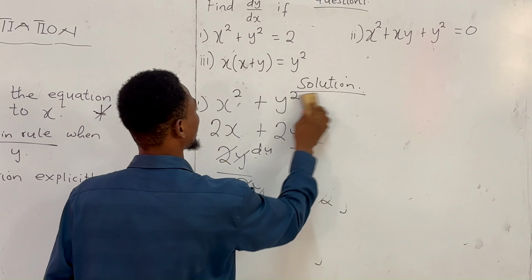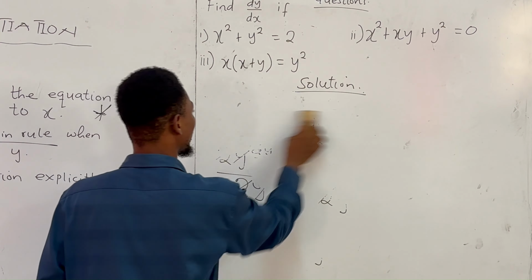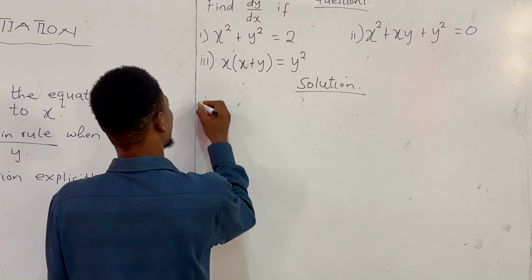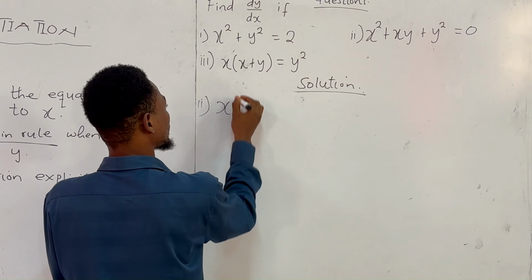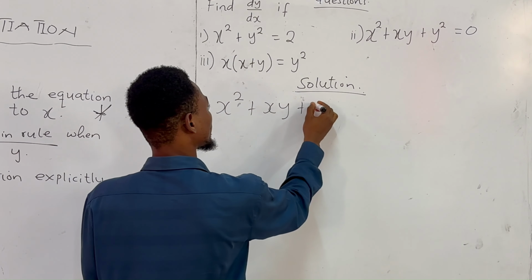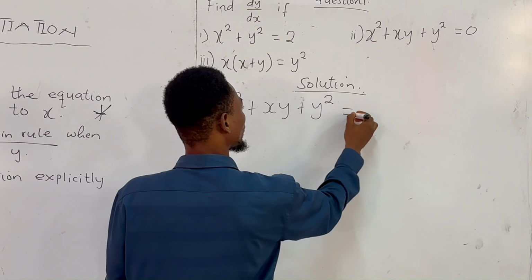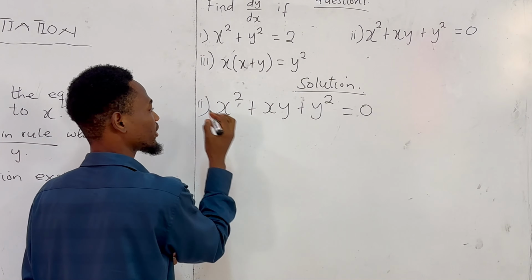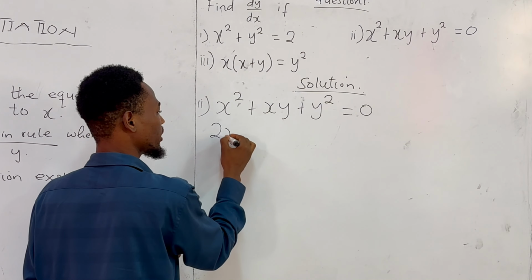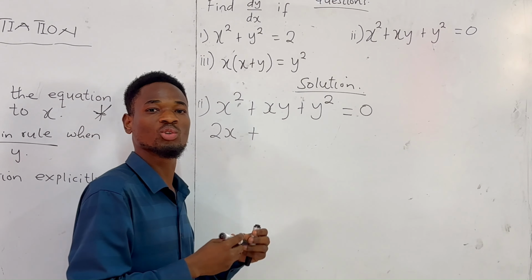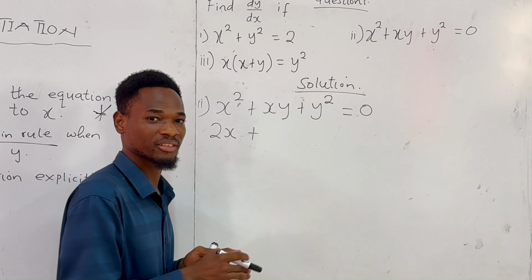So the second question is, find dy/dx if x squared plus xy plus y squared is equal to 0. When I differentiate x squared, we have 2x. Then plus, we are going to use the chain rule over here again.